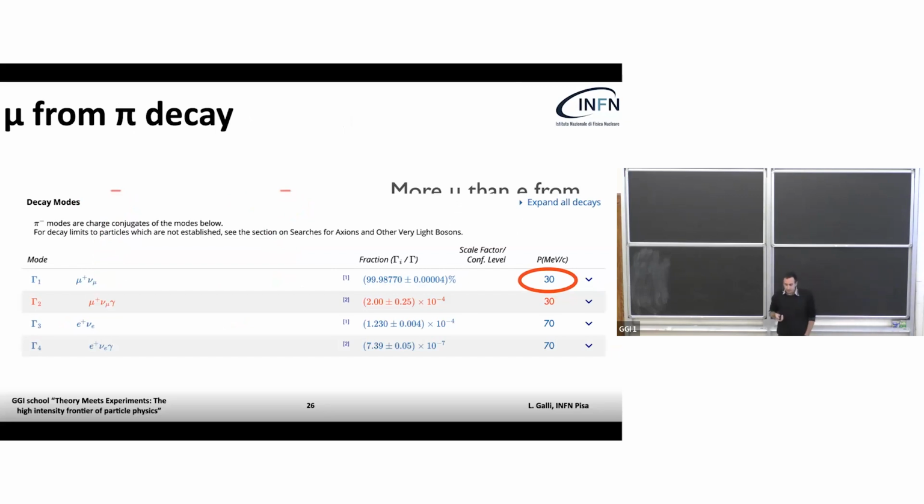This is another two-body decay, which means that in the center of mass of the pions, the momentum of the muon is fixed and it's not so large. It's not so large because the mass of the muon is not that different with respect to the mass of the pions. So out of a pion decaying at rest, we have a muon with momentum of 30 MeV/c, which is far from being a highly relativistic particle.